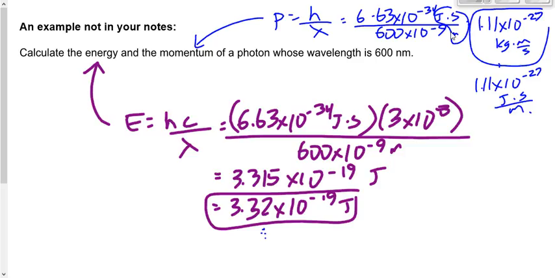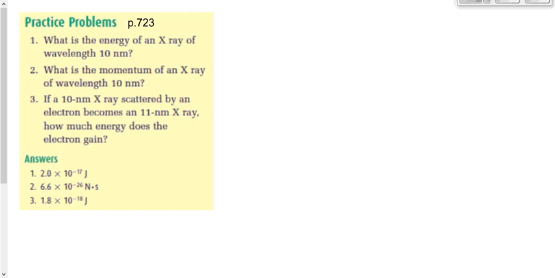I'd like you guys to take a look at a couple of questions here for the next couple of minutes on page 723. See what we can do with those over the next few minutes. Then we'll do one more example, and then we're done with the Compton effect.